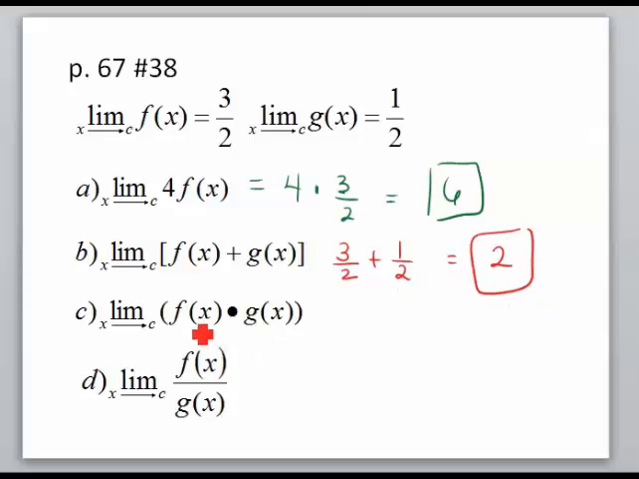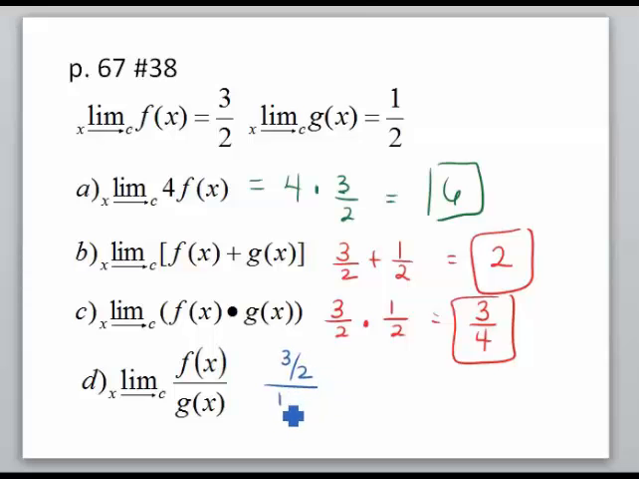The next one, I'll take the limits separately and then multiply them together. So I get 3/2 times 1/2, which gives me 3/4. And then the last part here is the division one, where I could take each one separately. I get 3/2 divided by 1/2. Well, 3/2 divided by 1/2 is flipping the fraction, so I end up with the answer of 3.